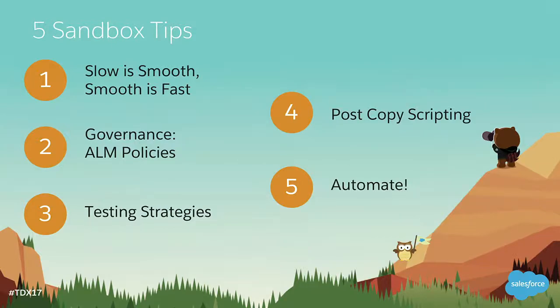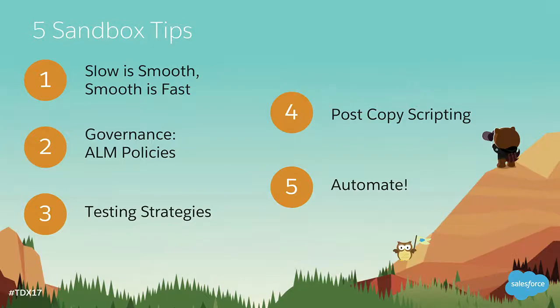The first is a phrase that we heard from a customer. They were in the military, and it was slow is smooth and smooth is fast. So I'm one of those people, when I hear process, I think, oh no, this is going to slow me down and I don't want to be any part of it. Let's get rid of the rules so I can go faster. But it turns out, particularly with ALM, when you put some infrastructure in place, some process in place, you actually can speed up your development process. And that's where slow is smooth and smooth is fast.